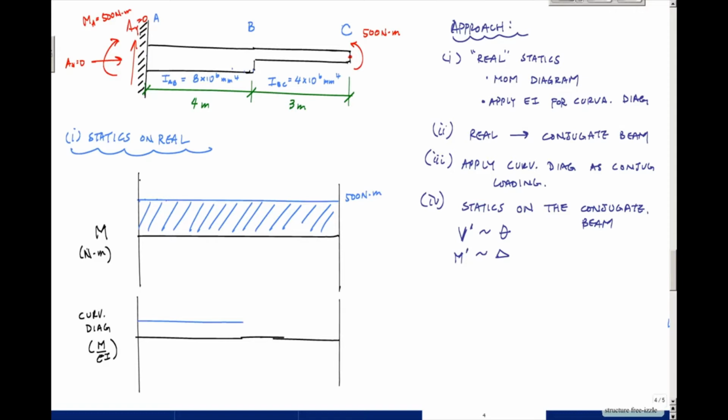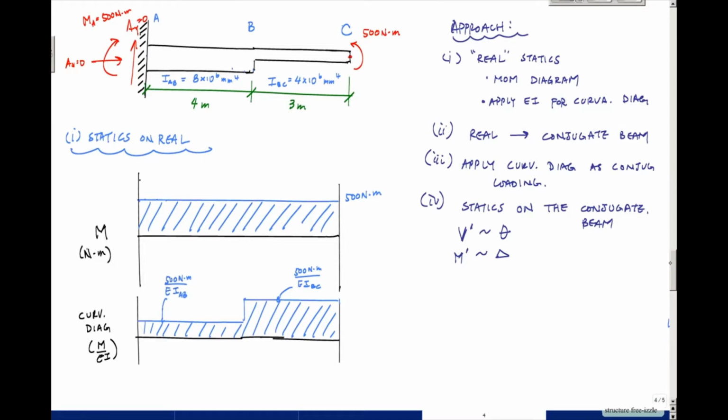This curvature would be 500 Newton meters divided by EI of AB. Then for segment BC, I would anticipate it would be bigger, because the curvature is going to be larger since the moment of inertia is less. This is 500 Newton meters divided by EI BC. And this is my curvature diagram for this beam. All right, there it is. Now that really is it in terms of statics.